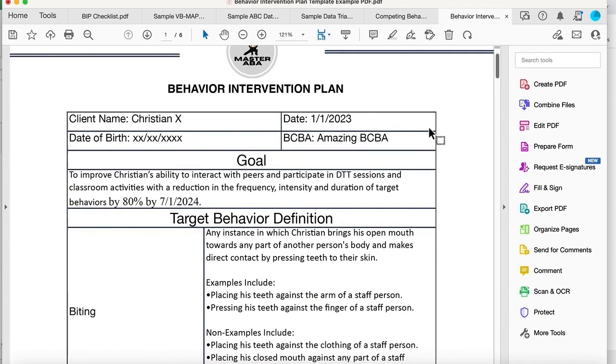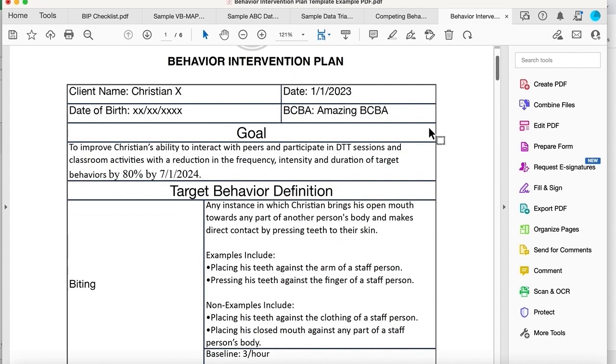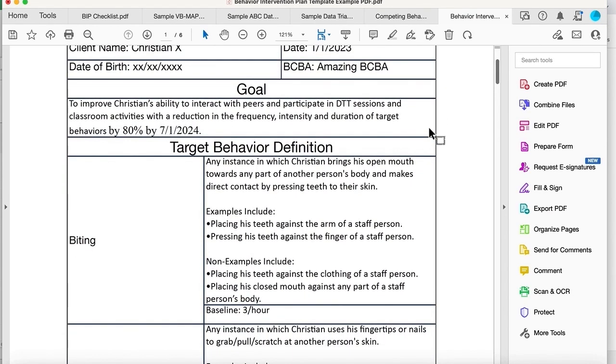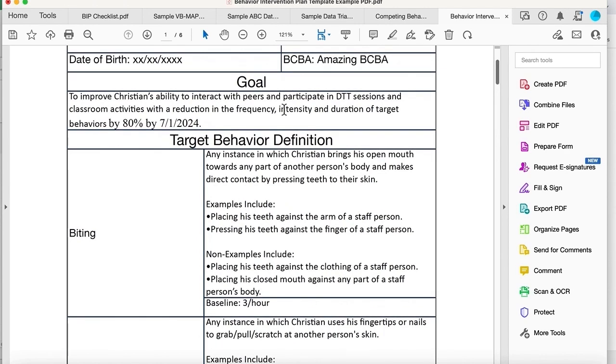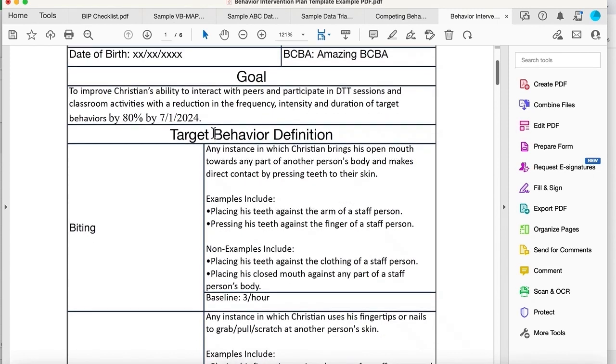This is actually the behavior plan, again, with all of the identifying information removed, but this is pretty much his behavior plan from when I worked with him a bunch of years ago. So you have your goal, and the goal for this is to improve Christian's ability to interact with peers and participate in DTT sessions and classroom activities with a reduction in the frequency, intensity, and duration of target behaviors by 80% by 7/1/2024.